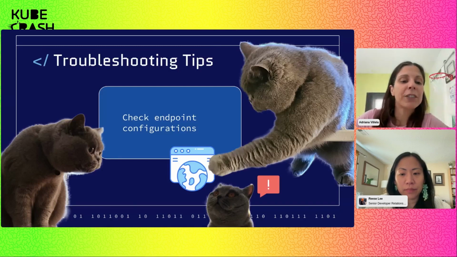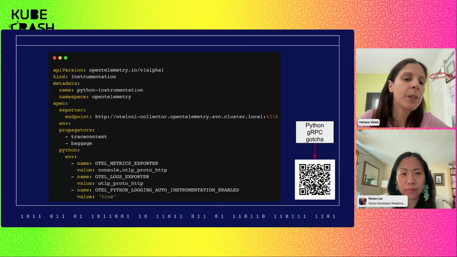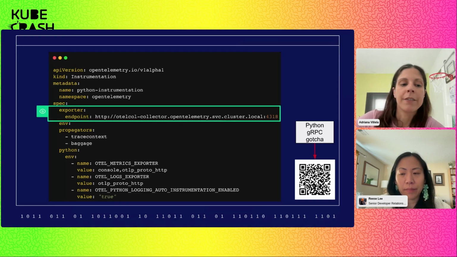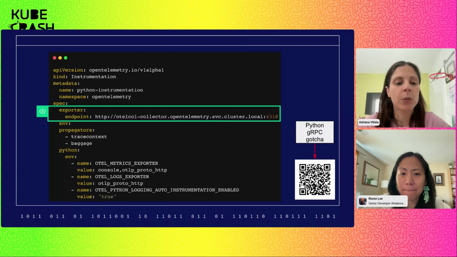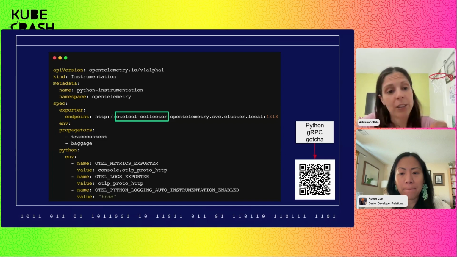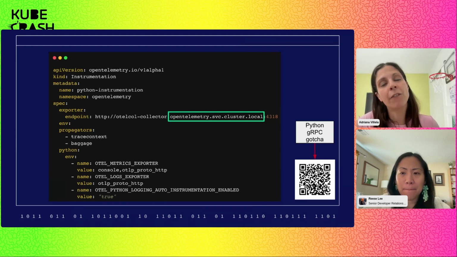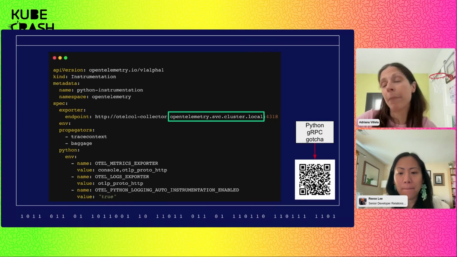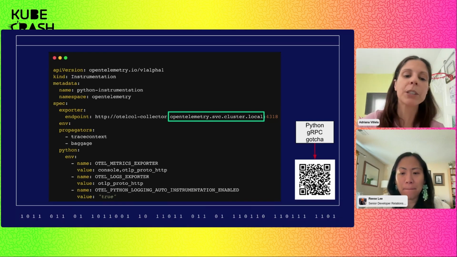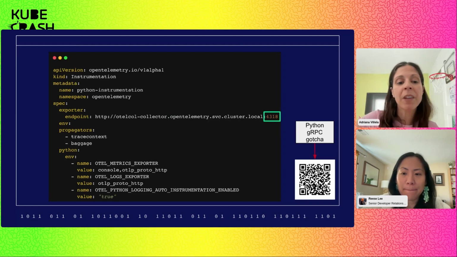And then finally, check those lovely endpoint configurations. Like we saw in the instrumentation CR, we do define an endpoint. And if you're pointing to an OTel collector, you need to make sure that you specify the collector name, which is in our case, otel-collector. And then if your collector is running in a different namespace than your other resources, then you need that fully qualified name for your collector. So that would be the namespace. In my case, I deployed it to a namespace called opentelemetry.svc.cluster.local. And also take note of the port number.